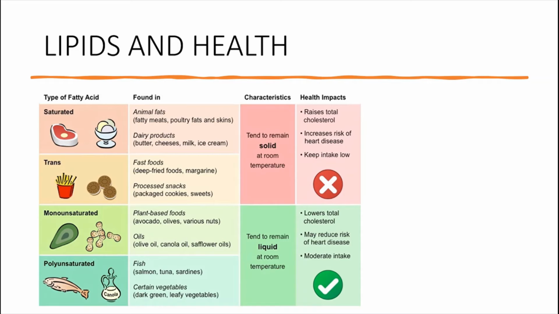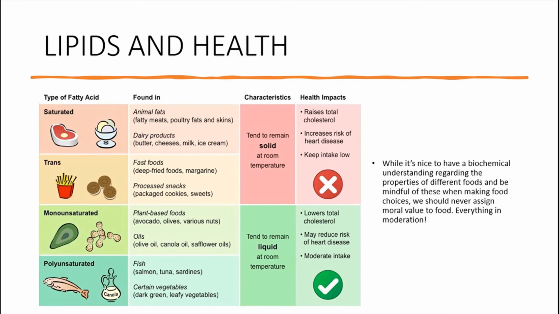So here is a table from BioNinja and it gives some sources and examples of the different types of fatty acids and labels them as either good or bad. However, I would like to note that while it is nice to have some sort of biochemical understanding regarding what we refer to as good and bad fats, it is important to be mindful that we should never assign moral value to food. So just do everything in moderation and give your body the fuel it deserves. Don't get too caught up in labels unless, of course, you have to write an exam, in which, yes, this is quite important. But when it comes to daily living, yes, be mindful of food choices, but do not assign moral value to food.